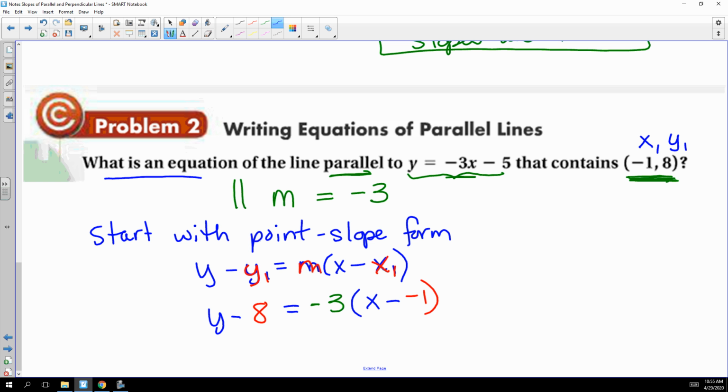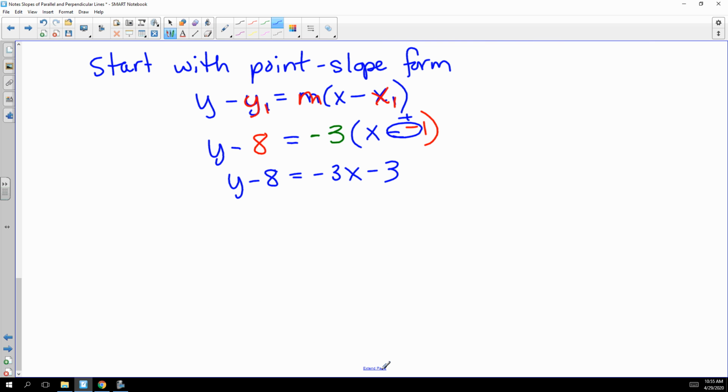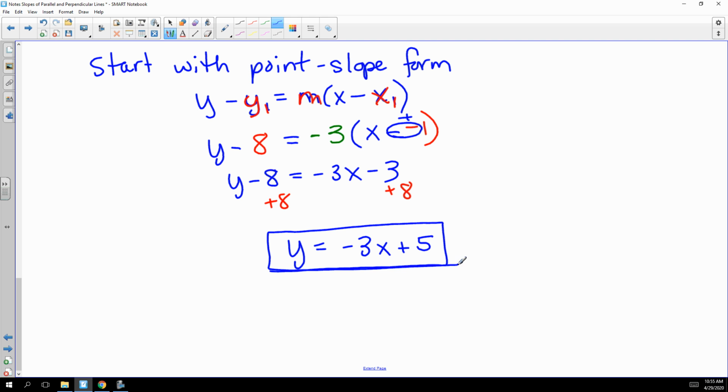Now we're going to simplify this, and we're going to end up writing this in slope-intercept form. y minus 8 equals negative 3x. Remember, this was going to be a plus, minus 3. And then to get it into slope-intercept form, we need to add 8 to both sides to get y equals negative 3x plus 5. This would make it easy for you to graph it if you needed to graph it.